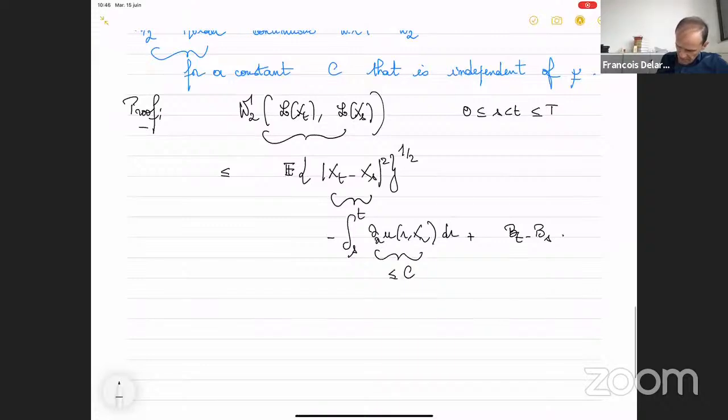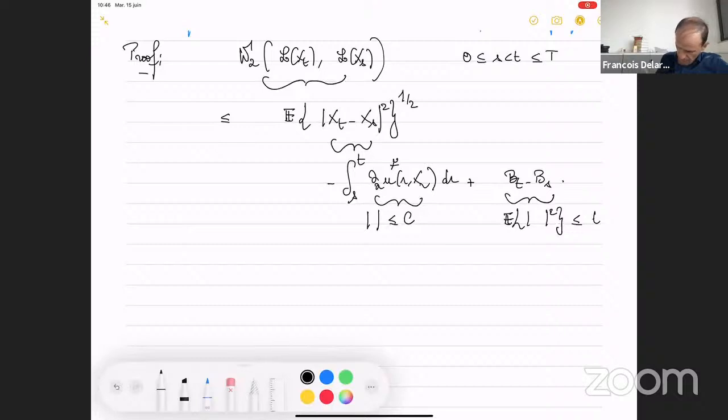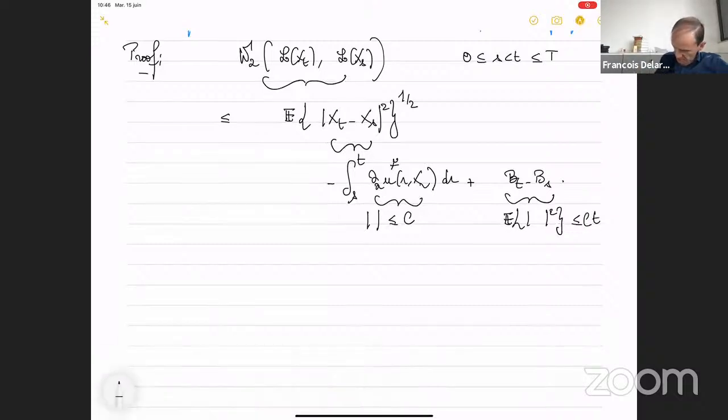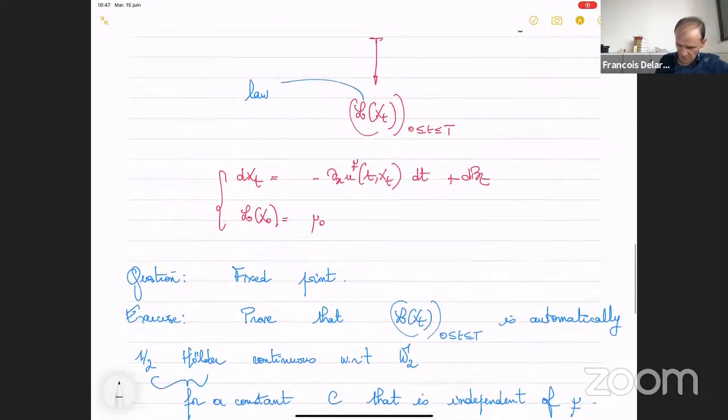And now you say, well, this guy is bounded by some constant C. So let me put a mu underline in the notation to be completely consistent with what I did. And then, well, I know that the L2 norm of the increments of a Brownian motion is less than, well, there is the dimension, so let's say a constant times the root of T minus S. So at the end of the day, I will get C times the root of T minus S. So this is fine, and I get the fact that this is Hölder continuous. I will use that next. So this is not only an exercise, but this will be useful in the rest of the discussion. Okay, good point.